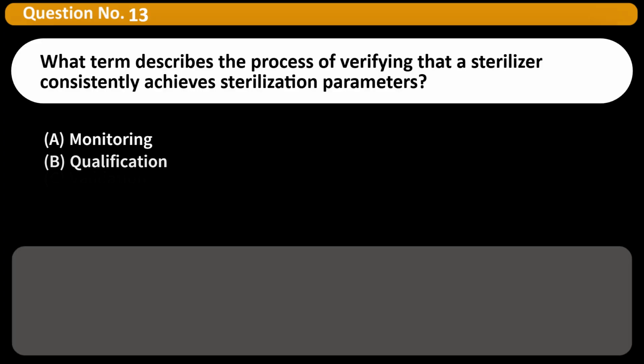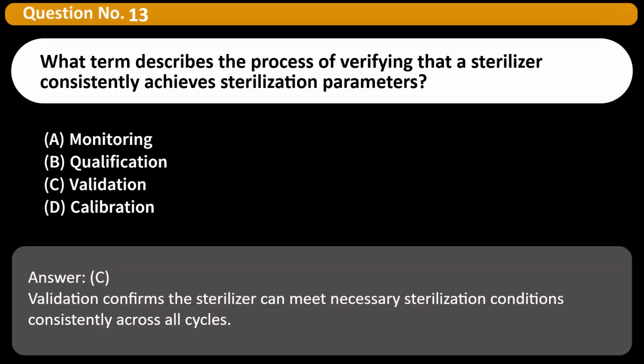What term describes the process of verifying that a sterilizer consistently achieves sterilization parameters? A. Monitoring. B. Qualification. C. Validation. D. Calibration. Answer: C. Validation confirms the sterilizer can meet necessary sterilization conditions consistently across all cycles.